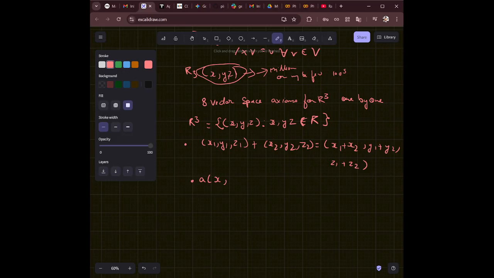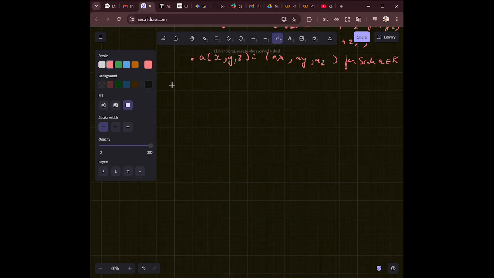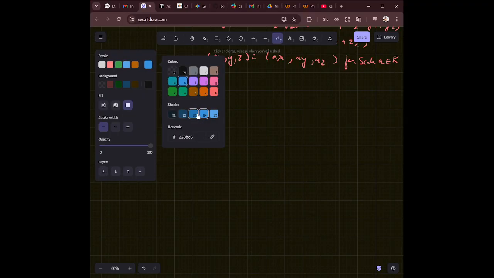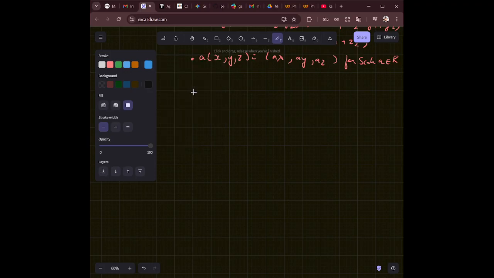A times (x, y, z) equals (ax, ay, az), for scalar A that belongs to the set R, the real numbers. So first, let us start with the first axiom, that is commutativity of addition.